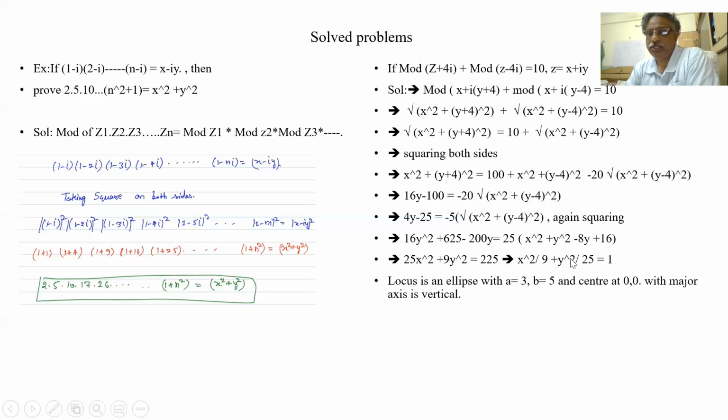x square by a square plus y square by b square is 1. This is an ellipse with major axis 5 along y and minor axis along x. 2b is major axis and 2a is minor axis. This is smaller here, so the major axis is parallel to vertical. This is the locus of an ellipse with center 0 0 with major axis vertical.